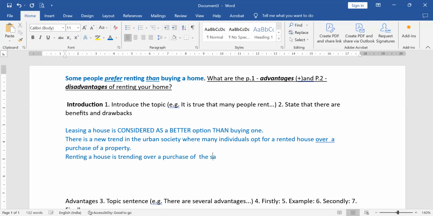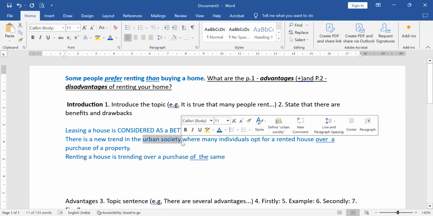You understand? What am I doing? I'm just adding words here. Otherwise, this means the same thing as this and this. I'm adding a little more meaning and reference of urban society. Where is it happening? In developed countries, in urban society, something like that.